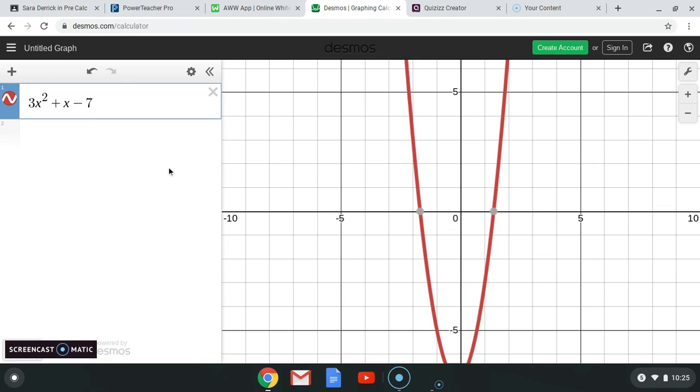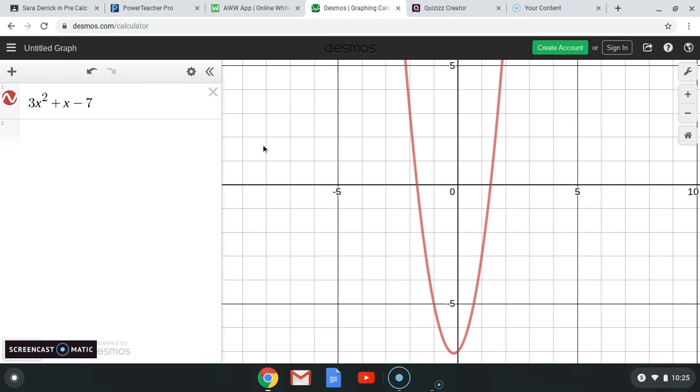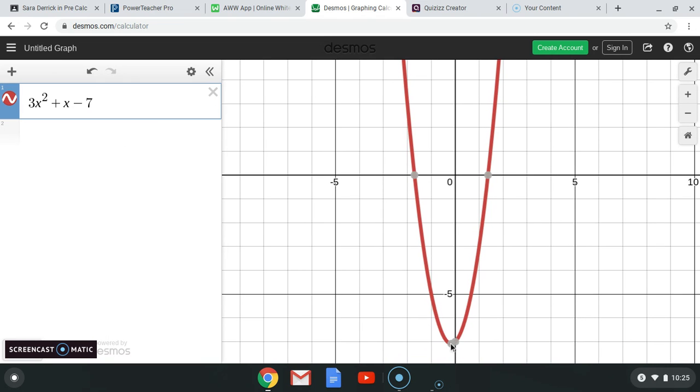So that's our equation. If it said, what is the vertex, you would look here, highlight that, and that point there would be your vertex. If it says, what are the solutions, or what are the roots, or what are the zeros, no matter what it is, you're looking for where they cross the x-axis. So our solutions here would be negative 1.7 and 1.37.